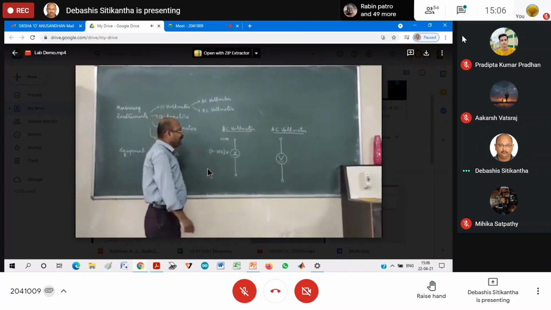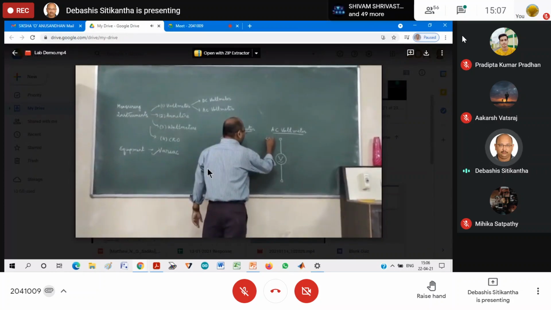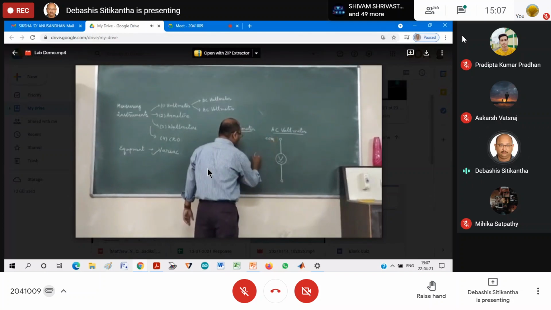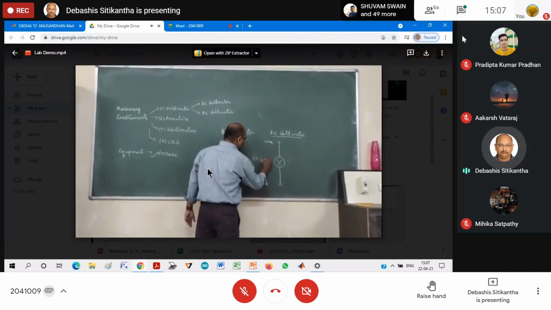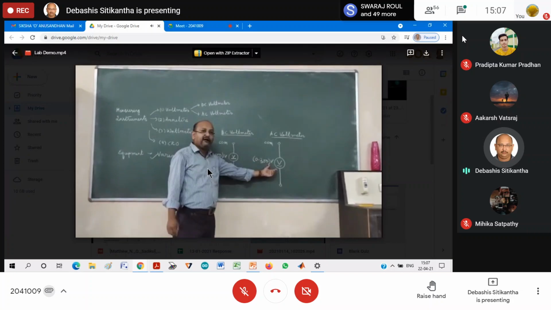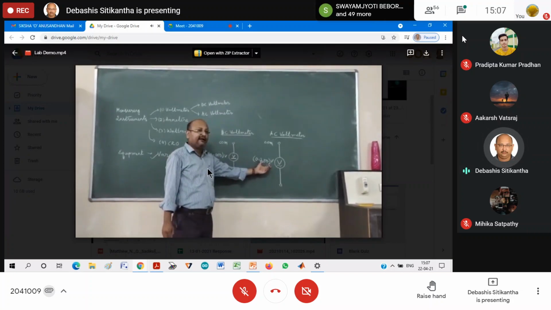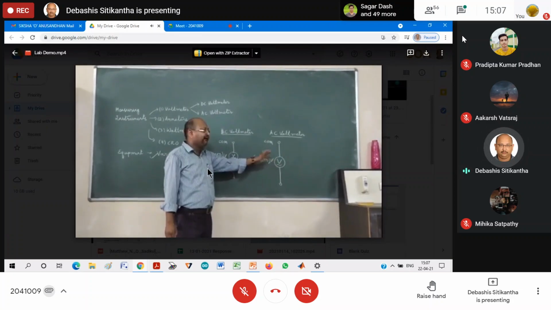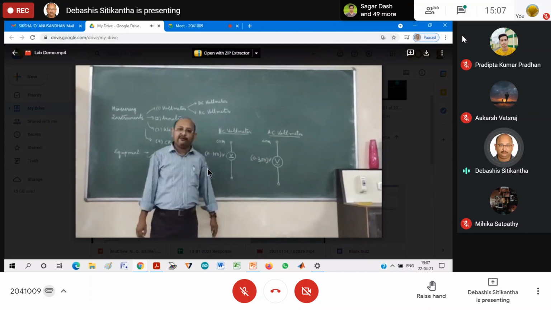Similarly, for this one, you can write it as a curve, and again you have to mention the range. Suppose this is 300 volt. So you have to mention that this voltmeter, or whatever we are measuring, is lying within a range from 0 to 300. That means this AC voltmeter is capable of measuring the voltage from 0 to 300.